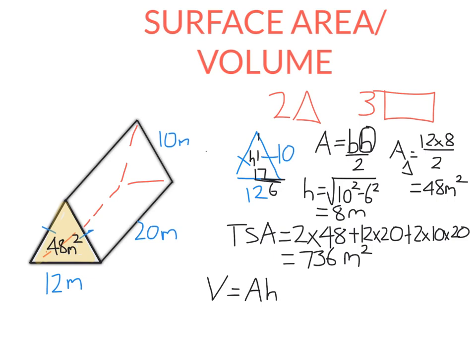So if you know the area of the base, you just multiply by the height of the prism. The volume here is just going to be area of the base times the perpendicular height of the prism. And that gives me 960. So surface area is in square units, whereas volume is in cubic units. So this would be meters cubed.